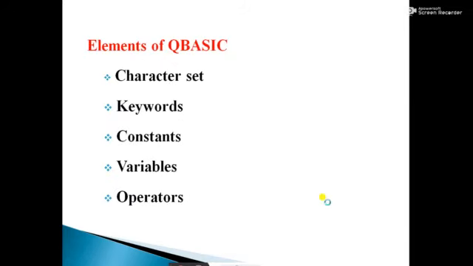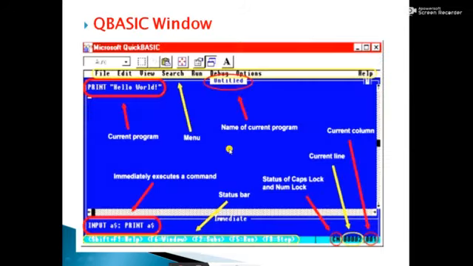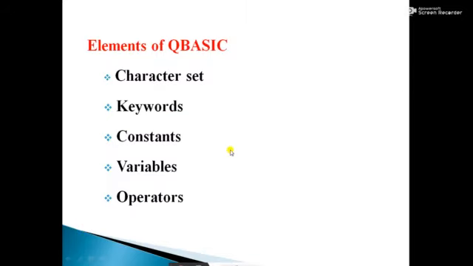Elements of QBasic. Okay. The QBasic window we have discussed. The next one is elements of QBasic. Not only in the QBasic language, in all languages these elements are available. All languages have some elements. So QBasic has some elements. So what are they? Character set, keywords, constants, variables, operators.